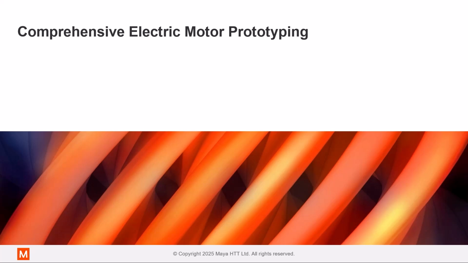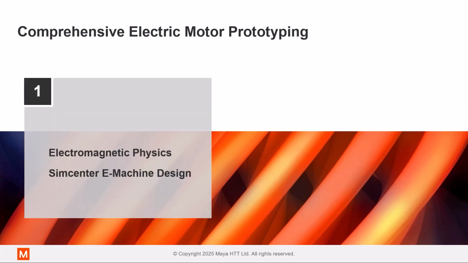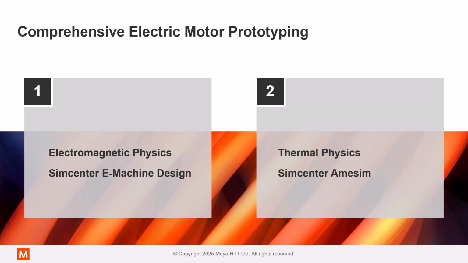Our webinar will be split into two parts. Part 1, reviewing the electromagnetic performance of an electric motor using a software developed by Siemens Digital Industry Software, or simply Siemens DISW. The software is called Simcenter e-machine design. Part 2 will be reviewing the thermal performance of an electric motor within a system using another software developed by Siemens DISW. The software is called Simcenter e-machine.